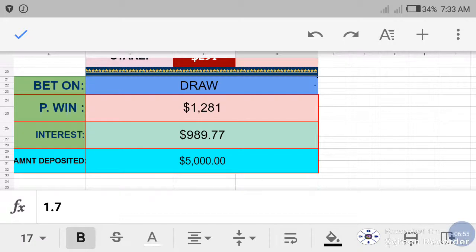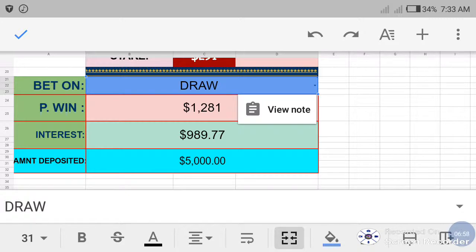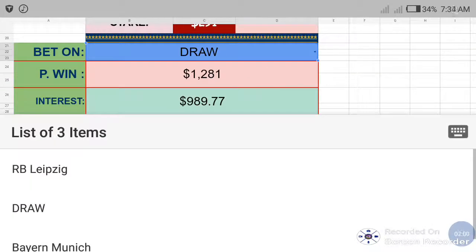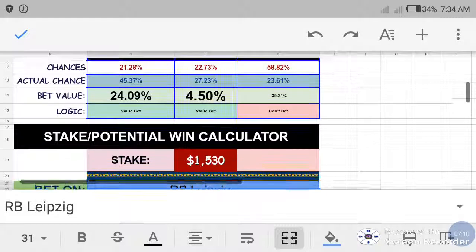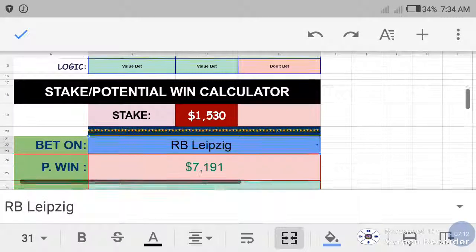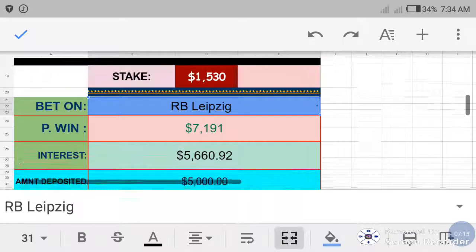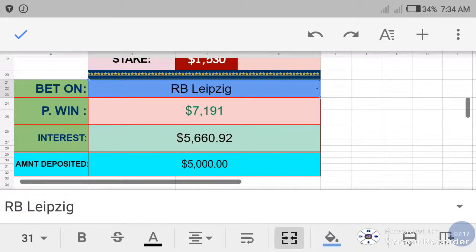But if you want to take the bigger chance, that is if you are sure, you do your research, your math, everything, your theory is correct, then come back to this. You back this. And if your theory is correct, we are expected to stake 1,530 on RB Leipzig. If we do that and the game comes in, we make a win of 7,190, giving us a profit of 5,660. So that is it for this.